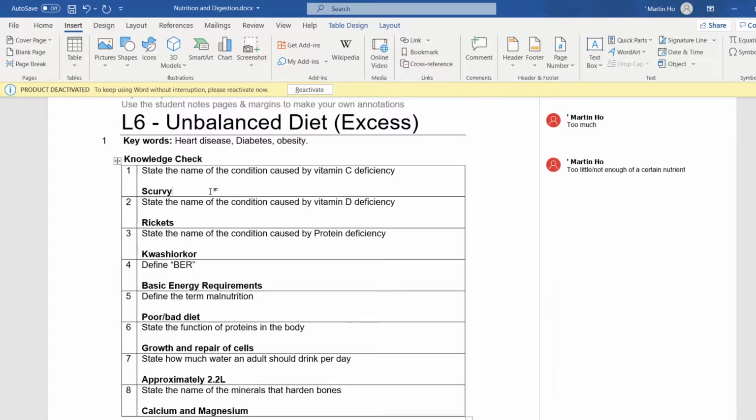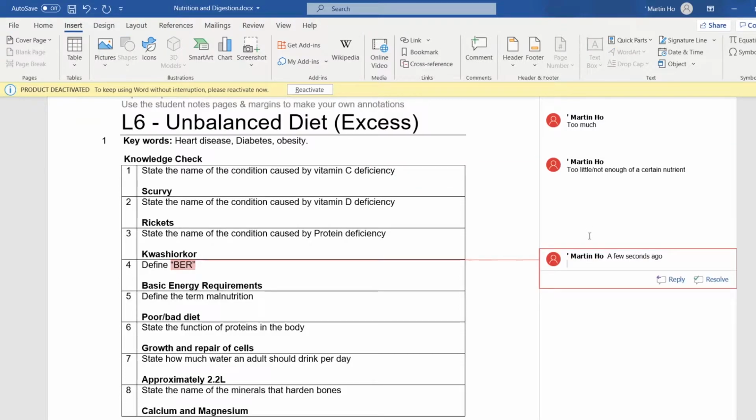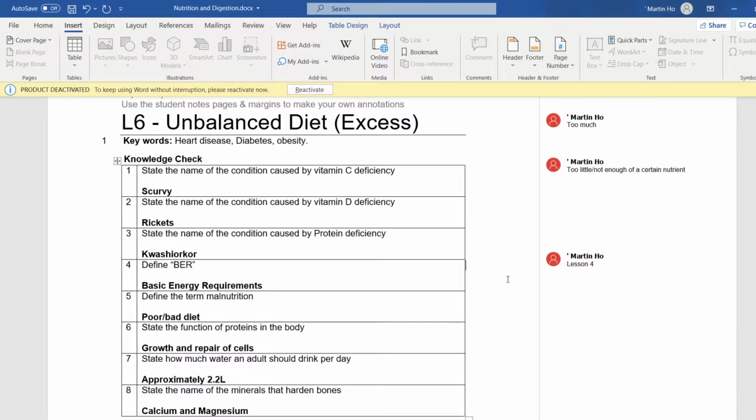2. State the name of the condition caused by vitamin D deficiency. This is rickets. 3. State the name of the condition caused by protein deficiency. It is kwashiorkor. 4. Define BER. This is in reference to lesson 4. BER refers to your basic energy requirements.